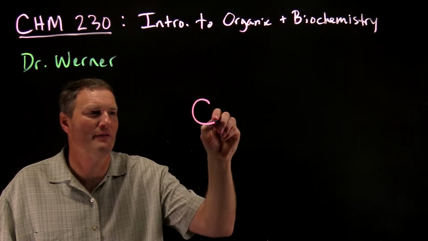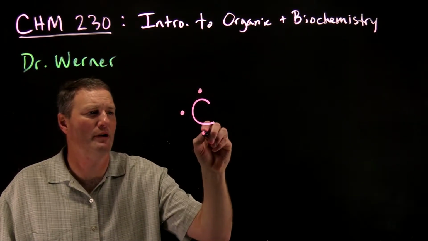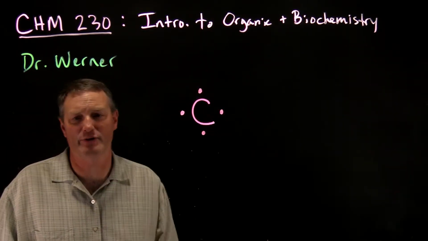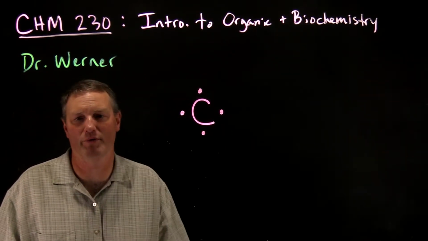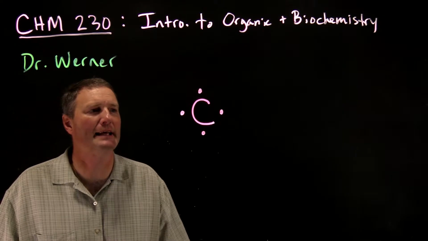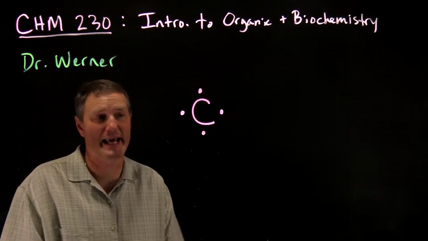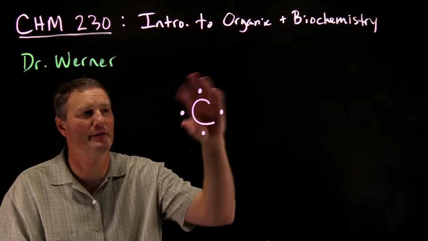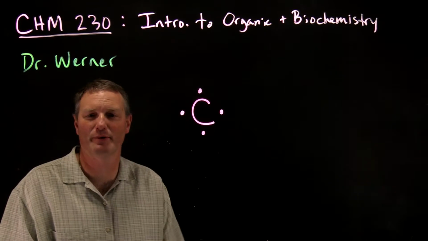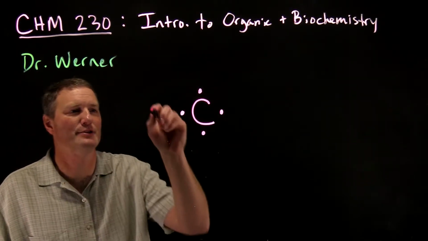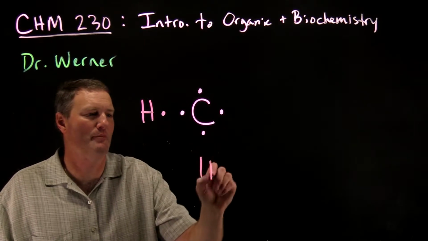If I were to draw carbon, we know that carbon has 4 valence electrons. So you would draw its Lewis structure like this to indicate 4 valence electrons. And we know that carbon likes to get to a full octet, so it needs to get another 4 electrons from somewhere else. So we'll just draw a simple molecule that will allow it to do that. Let's just draw the molecule methane.